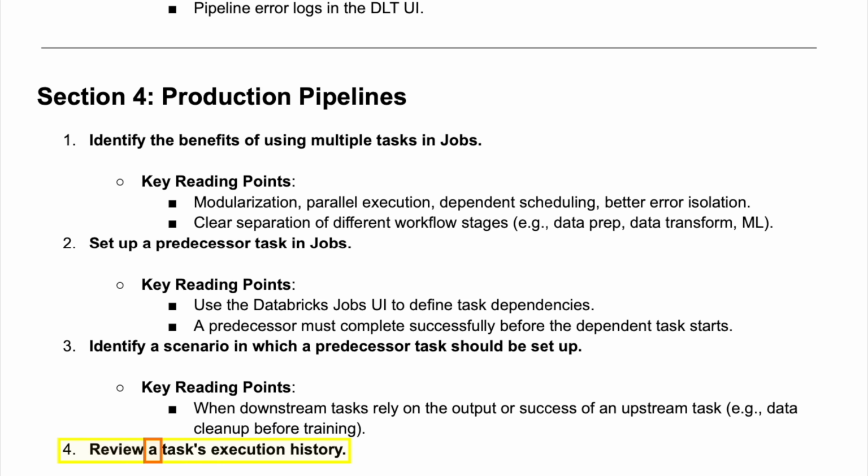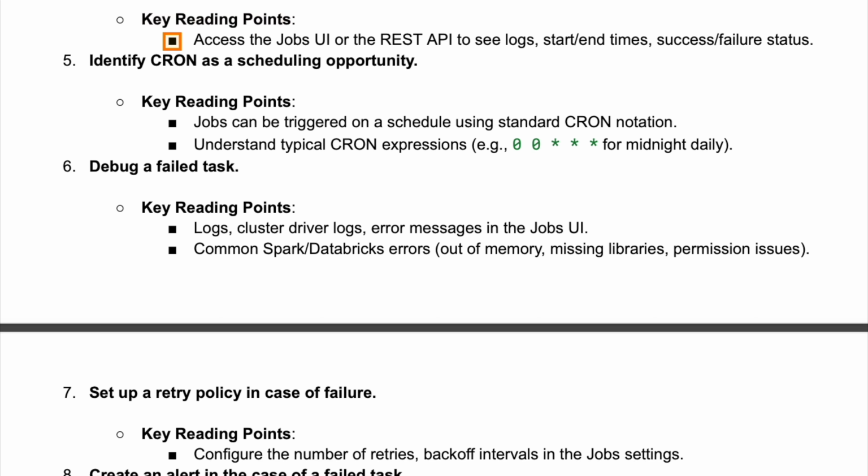4. Review a task's execution history. Key reading points: Access the jobs UI or the REST API to see logs, start and end times, success or failure status.